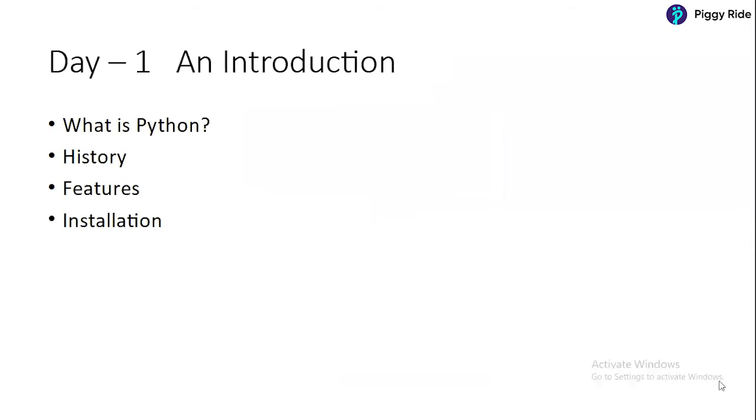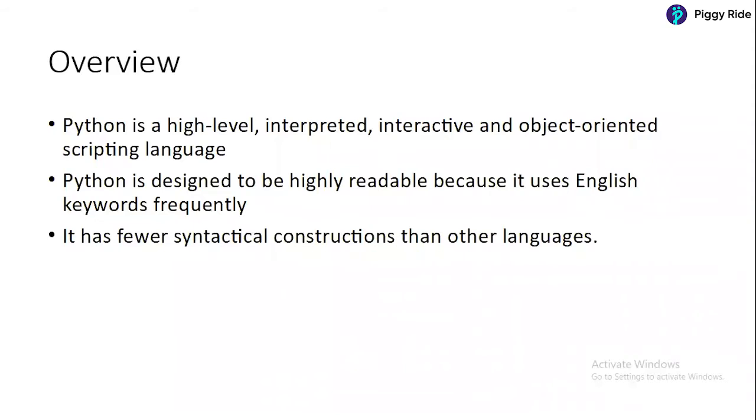Okay. So you can see the introduction of this is: what is Python, history, features. Python is basically a high level, interpreted, interactive and object oriented scripting language. It is designed to be highly readable because it uses English keywords. So it is very simple for people like you, very easy to learn. It is the basic language. It has fewer syntactical constructions other than that, so it is very simple.